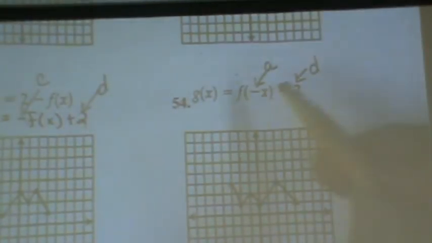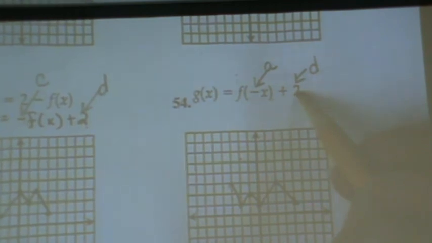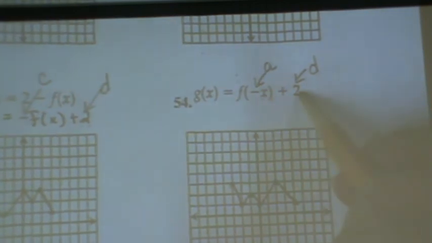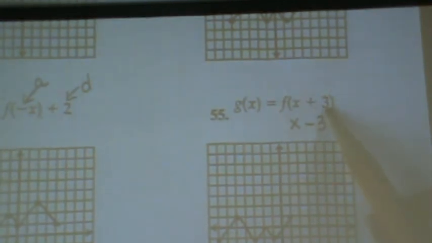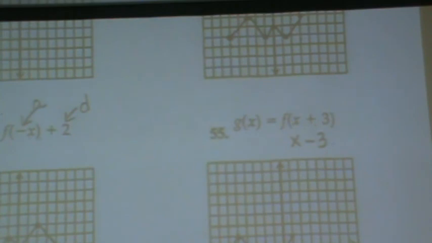For 54, this is an a value and this is a d value. You're going to multiply your x values by -1 and add 2 to the y. Multiply x by -1 and add 2 to the y. In the last one, 55, you're going to take your x, that's a b value, you're going to take your x values and do the opposite, subtract 3. You're shifting your graph 3 units to the left because it's a +3. And that concludes 3.4 day 2.